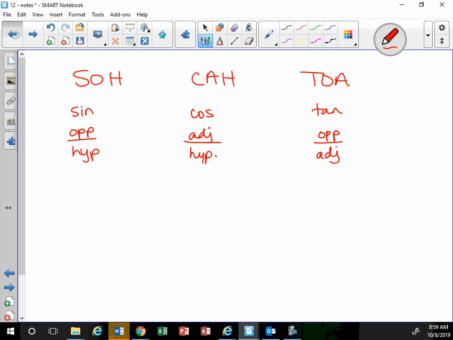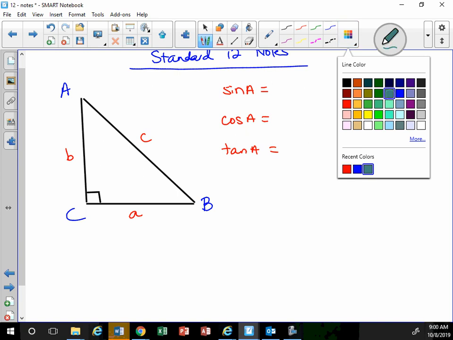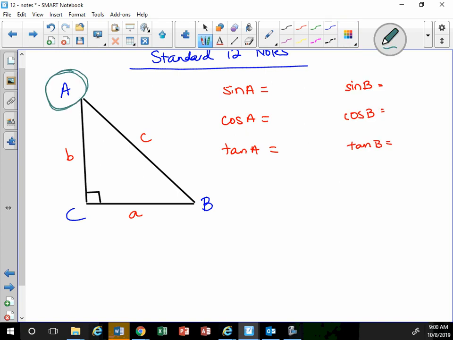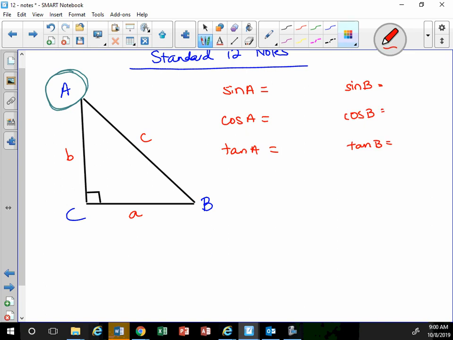All right, guys. In our little picture here, if I start by looking at angle A, what is opposite of angle A? Which side? Little a, right? What is adjacent to angle A? B. And what is the hypotenuse? What is always the hypotenuse in this picture? C. Okay. So sine of angle A, that's opposite over hypotenuse. So what am I going to say with A? Perfect. A over C.